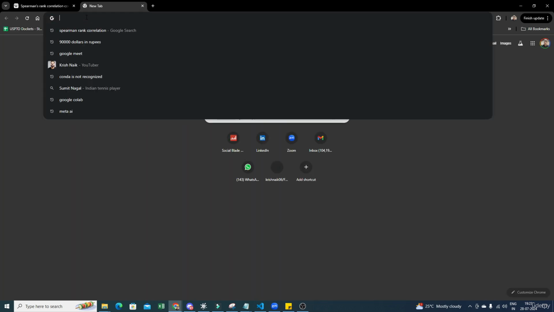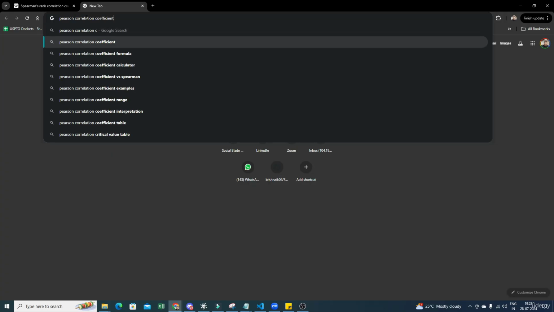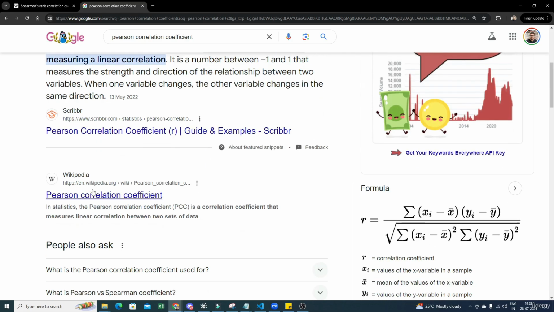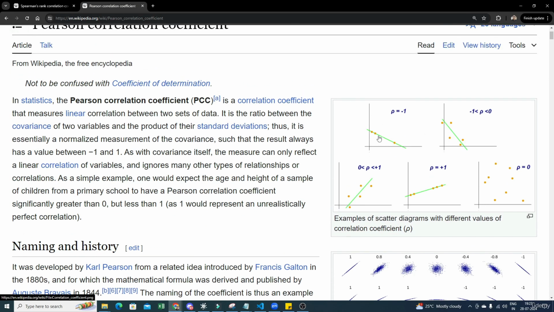Let me go ahead and write Pearson correlation coefficient. Again, I will go to Wikipedia. Wikipedia is amazing, guys. Let's observe this. In Pearson correlation coefficient, let's say all the points are in one line, just like this. It follows this relationship wherein X increases, Y is decreasing. So for this Pearson correlation coefficient, you are getting -1. If my points are scattered here and there, the Pearson correlation coefficient is between -1 and 0.